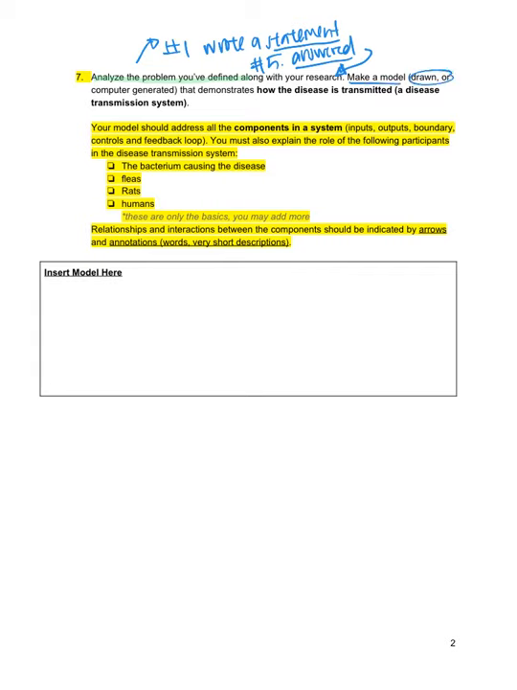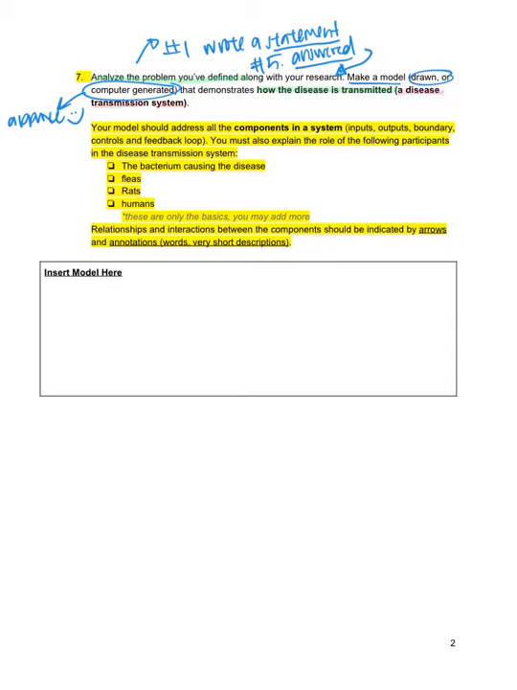You can make it drawn or computer generated. If you're going to make it computer generated, I'd like you to approve it with me. Okay, and what you're going to show is how the disease is transmitted. Okay, this is what we call a disease transmission system.